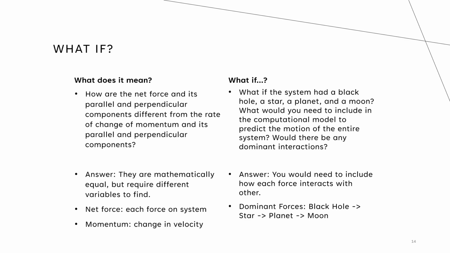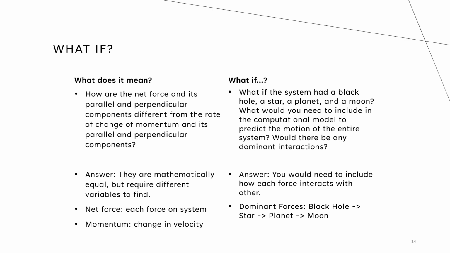And for the what ifs, for our first what if, what does it mean? How are the net force and its parallel and perpendicular components different from the rate of change of momentum and its parallel and perpendicular components? The main difference is that although they equal the same thing, we derive them differently. So the net force is basically each force on the system acting together, but momentum is just a change of velocity times the mass. So that's all there is to it.